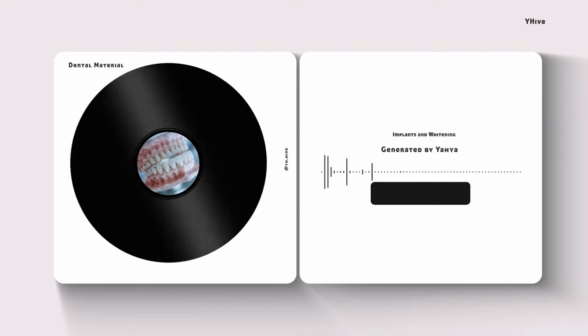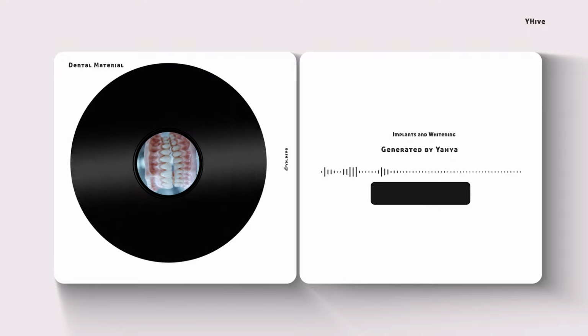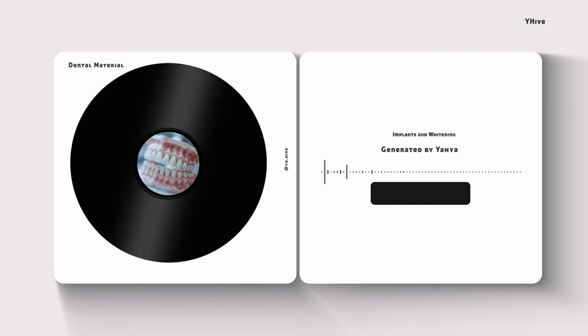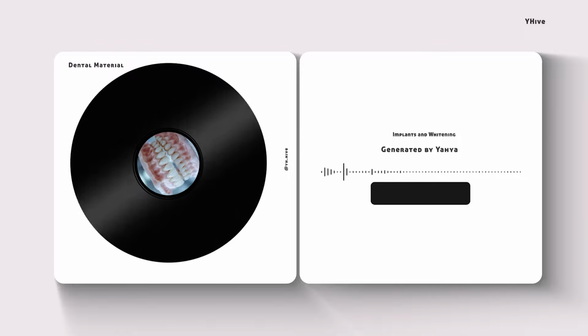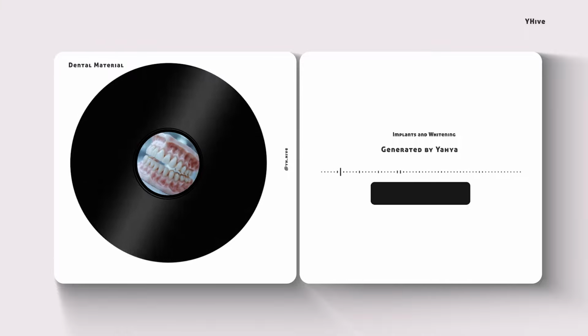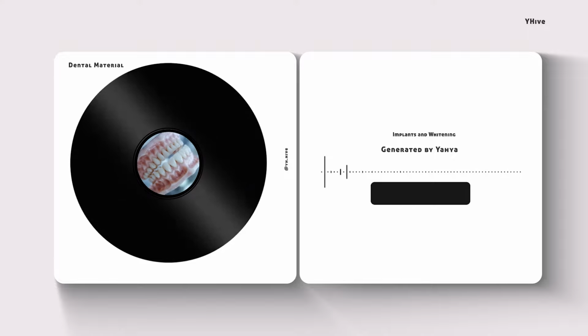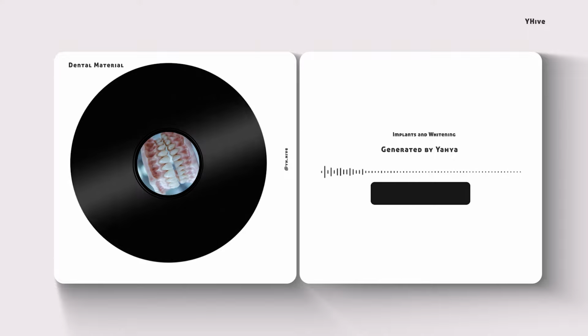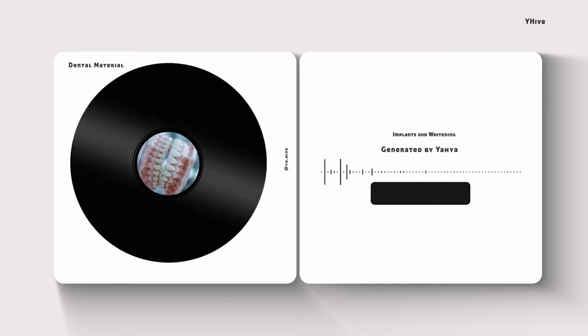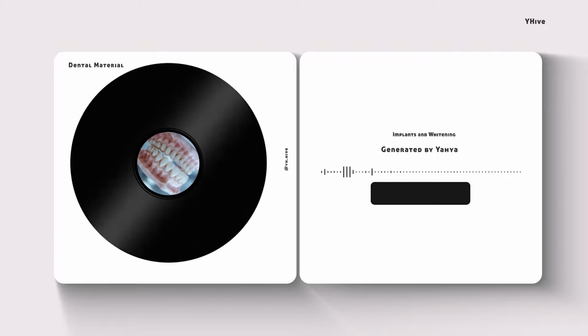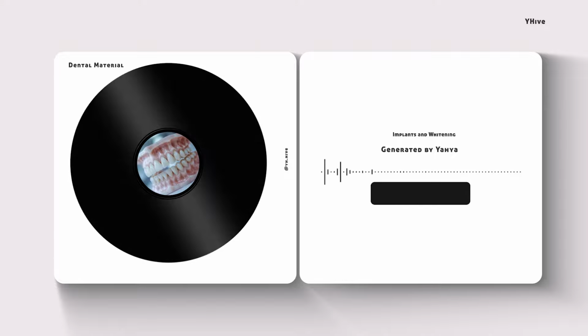Exactly. And then transosteal implants are even less common. Those actually go through the jawbone, sometimes used on the lower jaw where the bone density can be lower. But both are pretty rare. So what's the most common one? The one you're most likely to come across is called an endosseous implant. This is the one we were just talking about that gets placed directly into the jawbone. It's the gold standard these days.